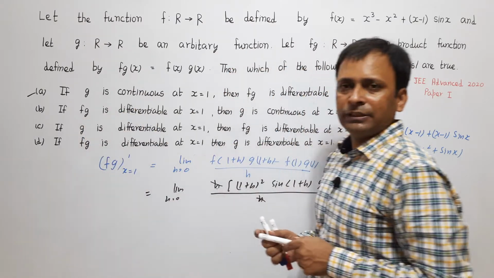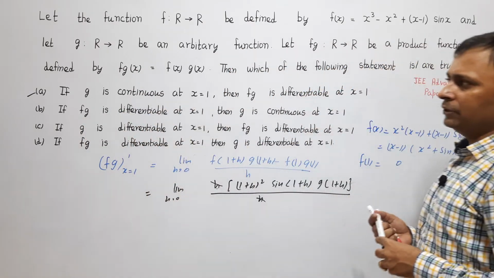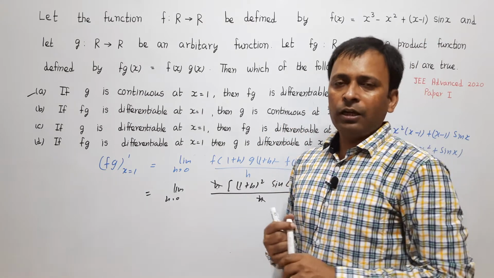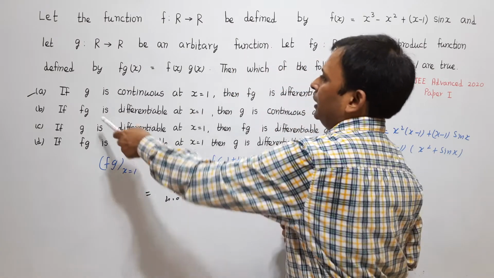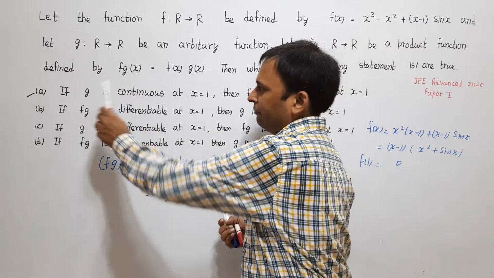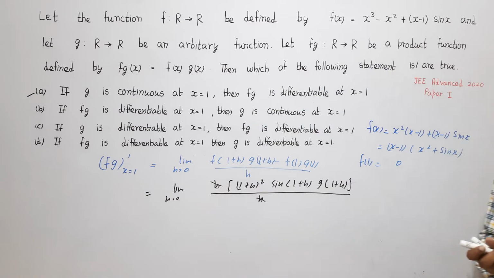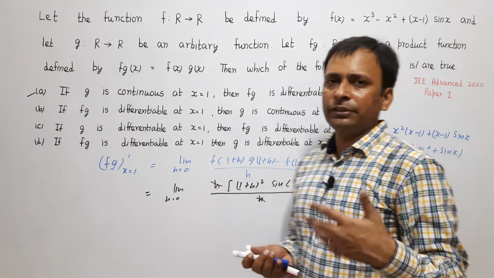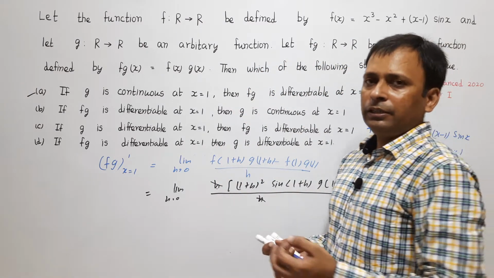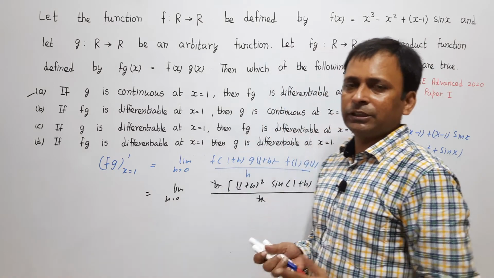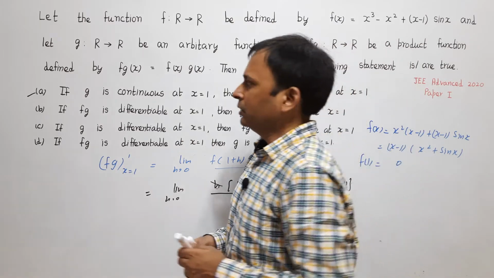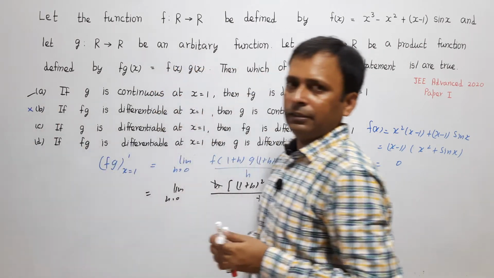Coming on to the second option, which says that if f into g is differentiable at x equal to 1, then g is continuous at x equal to 1. Now this is not necessary. Why? Because even if the product of the two functions is differentiable, and f is differentiable, that does not guarantee that g is differentiable. It will depend upon which kind of function g is. Since in the question they have said g is an arbitrary function, until they give us g(x), we cannot comment whether g(x) will be continuous or not at x equal to 1. So this option is not a right option.